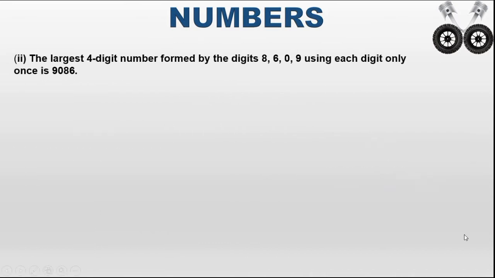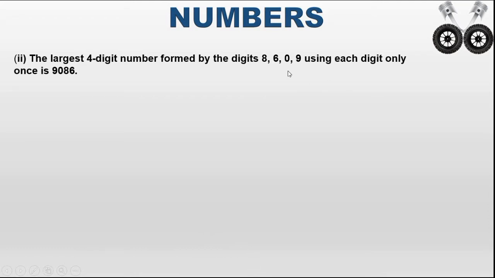So the next question is: the largest 4-digit number formed by the digits 8609 using each digit only once is 9086. So what is the question given here? We have to form the largest 4-digit number.